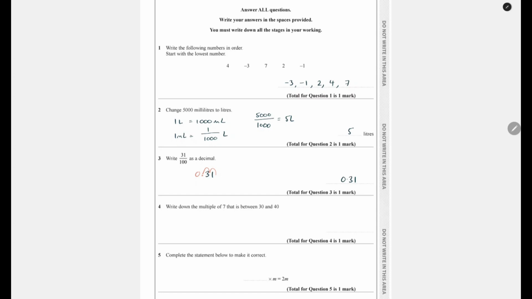Question 4 says, write down the multiple of 7 that is between 30 and 40. Well, 7 times 5 is 35. Question 5 says, complete the statement below to make it correct. Something multiplied by m is equal to 2m. Well, that's going to be 2. 2 times m gives us 2m.